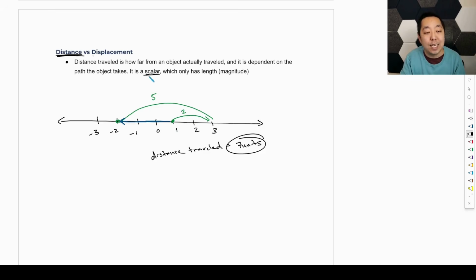So we call it a scalar. A scalar has only a magnitude, only an amount, and does not have a direction associated with it, unlike the displacement. So in this scenario, the displacement is 3 units to the left, but the distance traveled is 7 units. Those are fundamentally different things. In the next lesson, we'll go through several examples of how to go about determining the displacement.